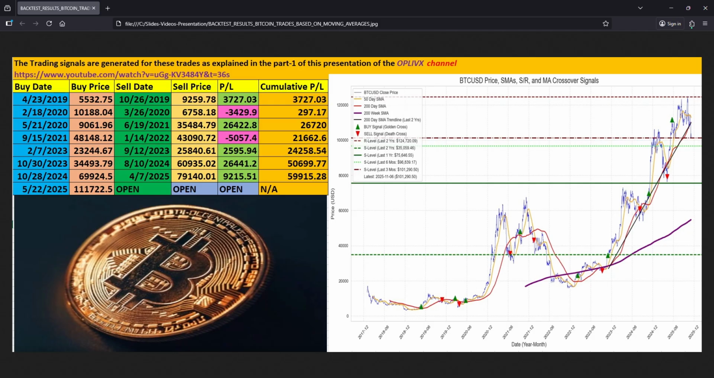In this video, on the right side, you see the chart of the Bitcoin all the way from year 2018 to the most latest date, which was November the 6th, 2025.